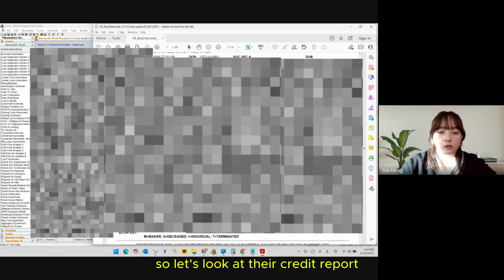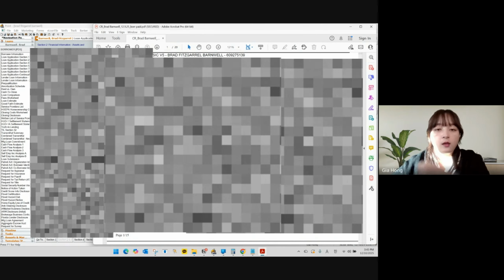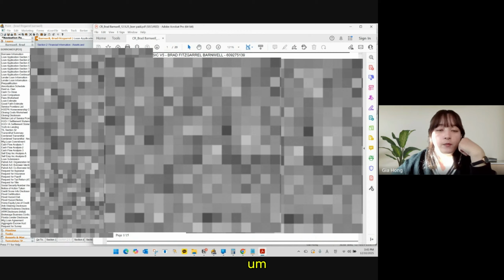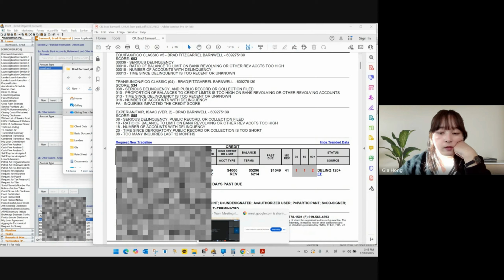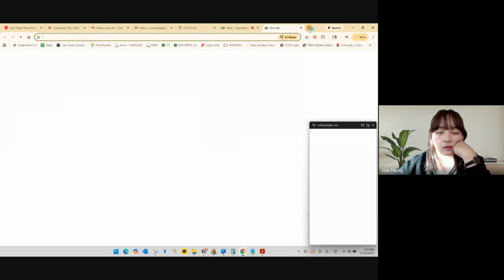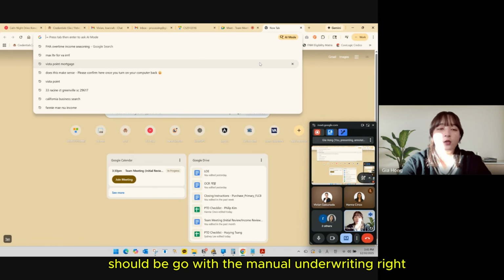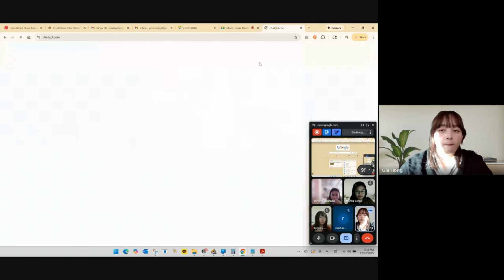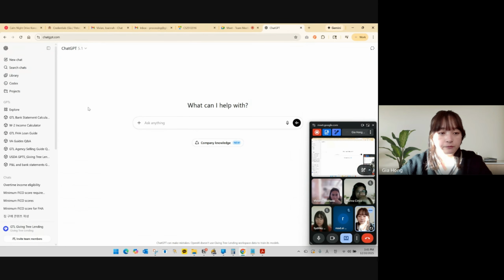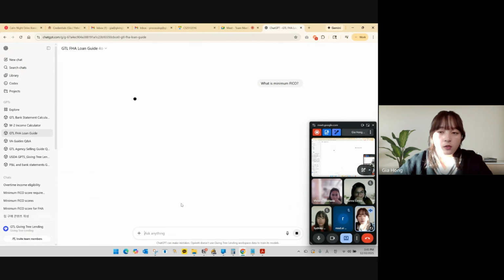So let's look at the credit report. The FICO score is really, really low, 585. I think this one should go with manual underwriting, right? So, minimum FICO.